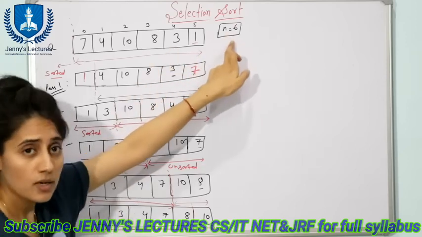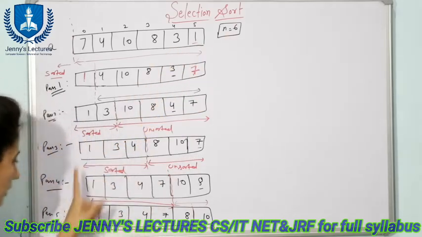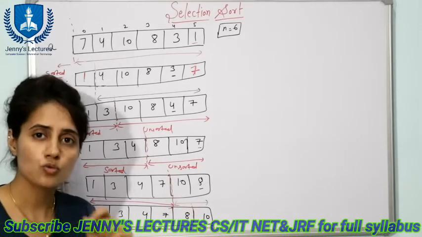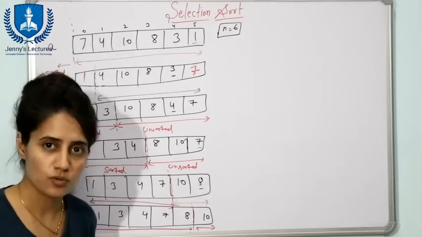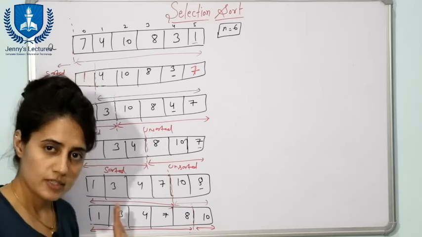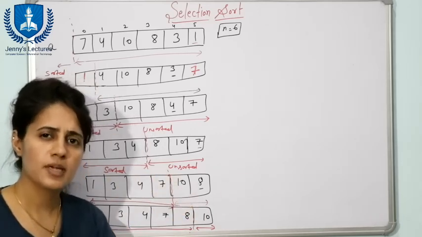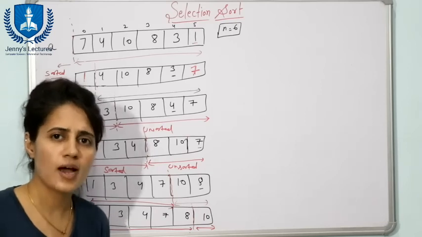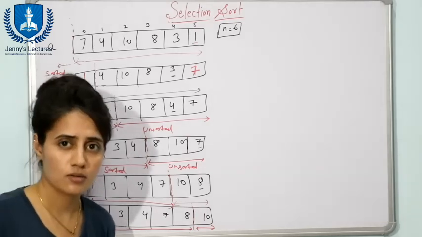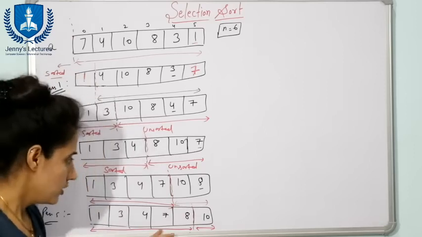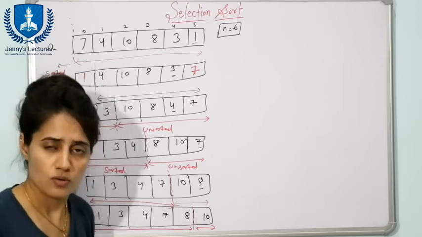So here 6 elements are there, and the number of passes required is 5, meaning n minus 1 passes, same as in bubble sort. Fine. Because 6 elements are there, you have already sorted 5 elements, then the remaining 1 element will always fall at its appropriate place. No need to sort that element. So this is the funda of selection sort.